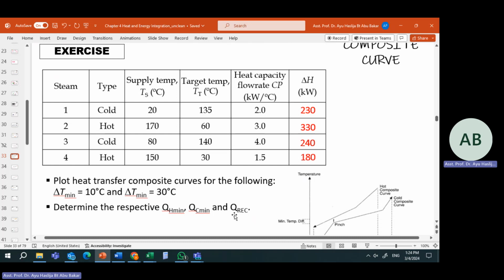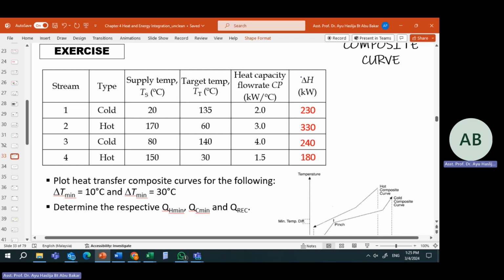Okay, now, given this table, you have 4 streams. One stream, not steam, streams. You have 2 cold and 2 hot. Given TS, TT, CP, and delta H. Okay, delta H is important for you to plot.